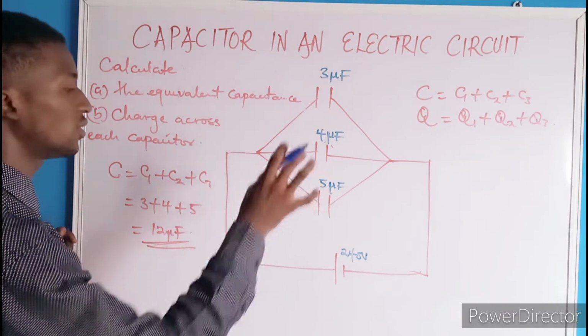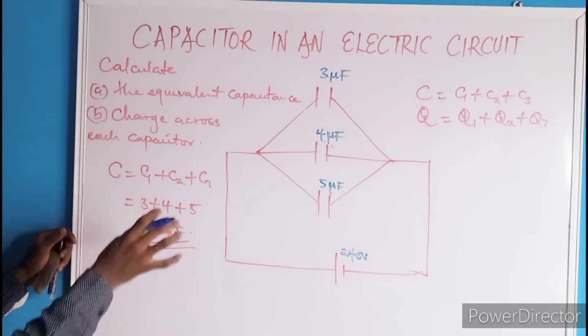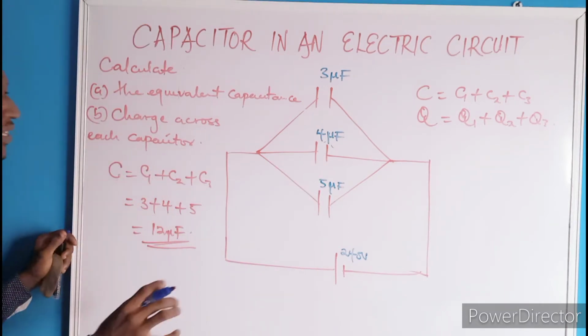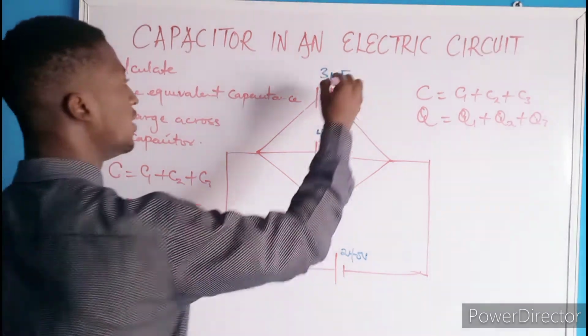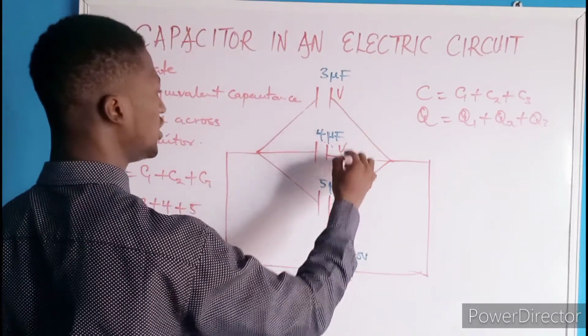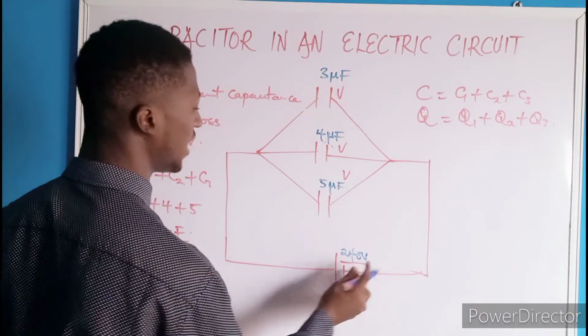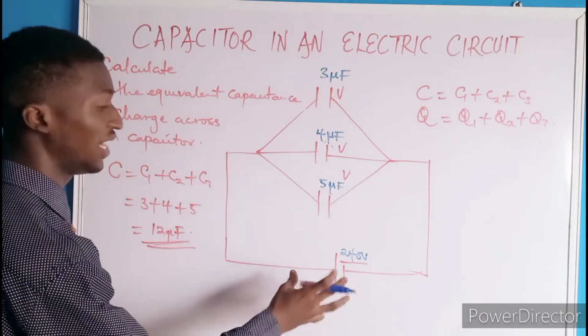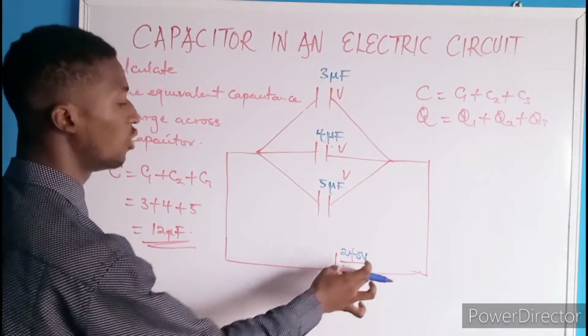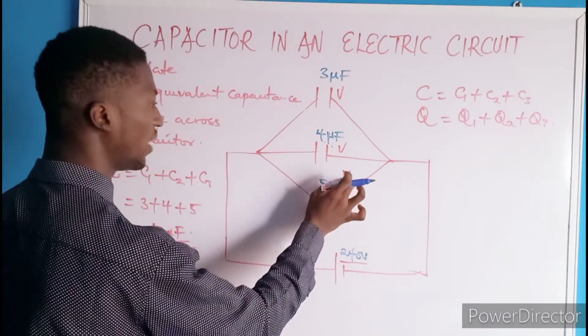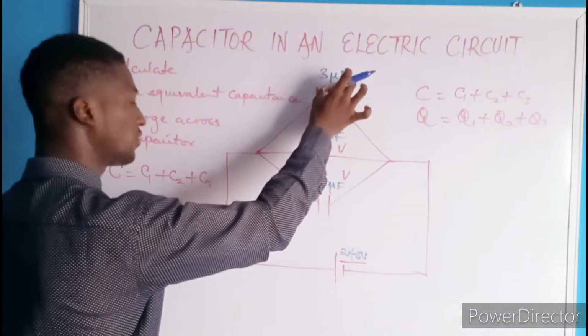Now if you are asked to calculate the charge across each of them, one thing I want you to take note of is that the voltage here is the same as the voltage here, and it's the same as the voltage that runs in the circuit, which is 240. So it is 240 volts here, 240 volts here, and also 240 volts here.